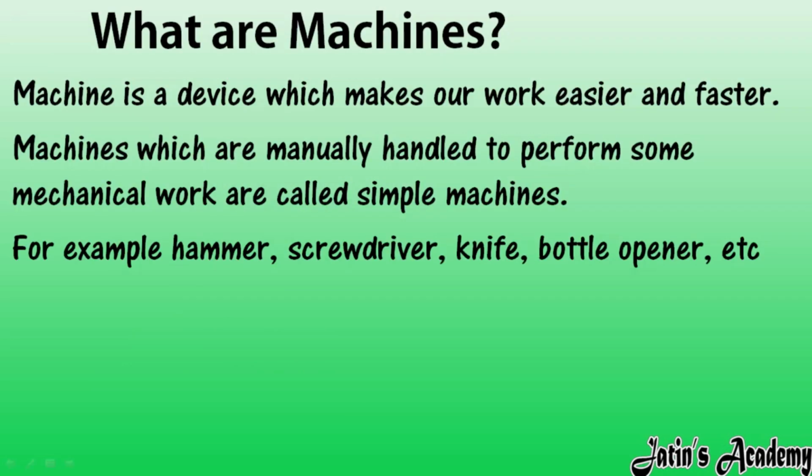So the first topic of the chapter is what are machines. As the name of our chapter suggests, machines and energy. So what do you mean by machine? Firstly we should know the definition of machine. Whatever things we use in our surroundings, for example a hammer, a knife, a bottle opener, make our work easier and faster.